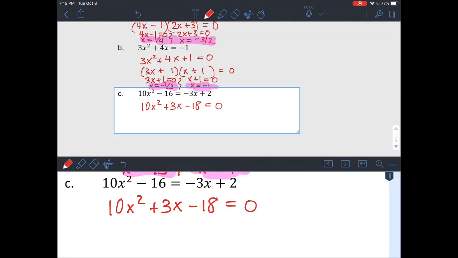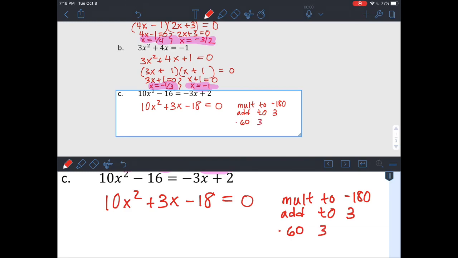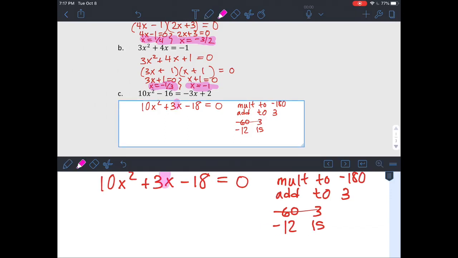That looks a little bit harder to factor as well, so if you don't want to guess and check, don't forget that you can use our other method where you figure out the two numbers that multiply to a times c, so 10 times -18, which is -180, and they have to add up to the 3x in the middle. So things that multiply to -180, 60 and 3 doesn't work. -12 and +15 will work to add up to 3.